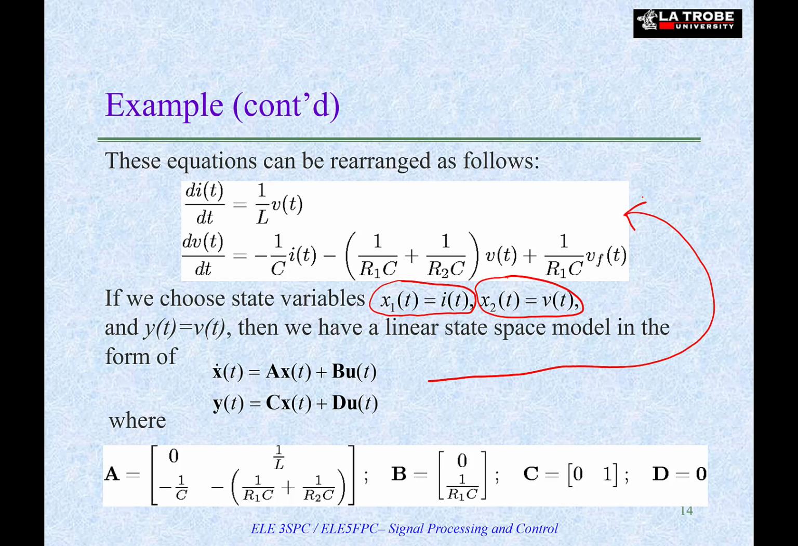In this process, we need to recognize that this first order derivative of i(t) is simply x1 dot (t). And this one is x2(t). This is x2 dot (t).